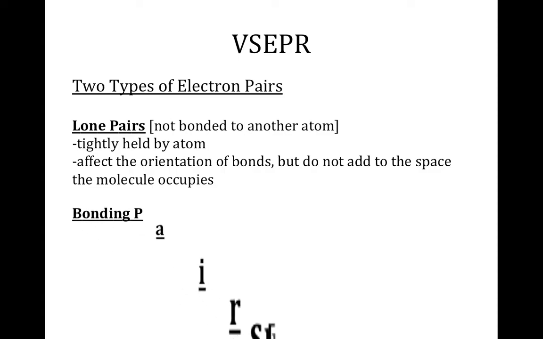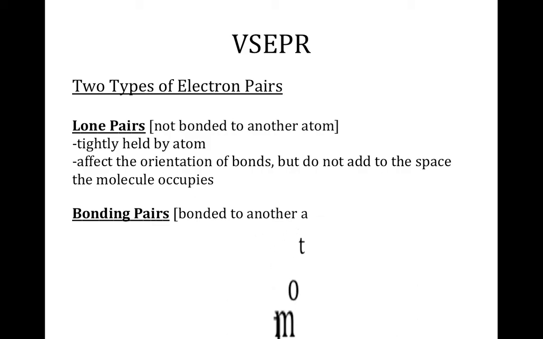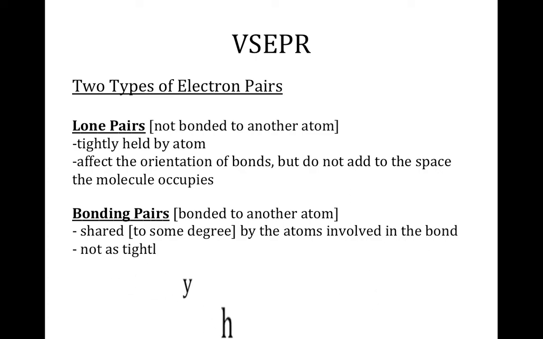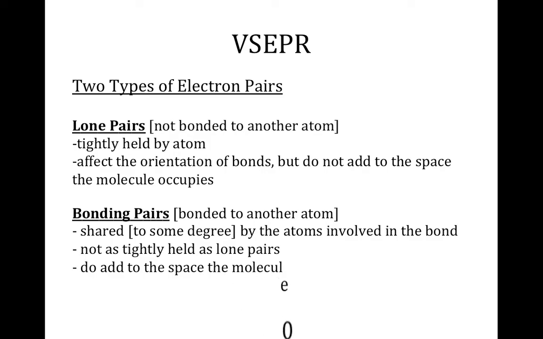And the other type would be bonding pairs of electrons, so we can have single, double, and triple bonds. And that means we're looking at the electrons in between two different atoms. And that means they're going to be shared, either polar covalent or covalent typically, because we're looking usually at molecules of nonmetals. And since there's another element tugging on the electrons, the bonding pairs are not held as tightly to the central atom.